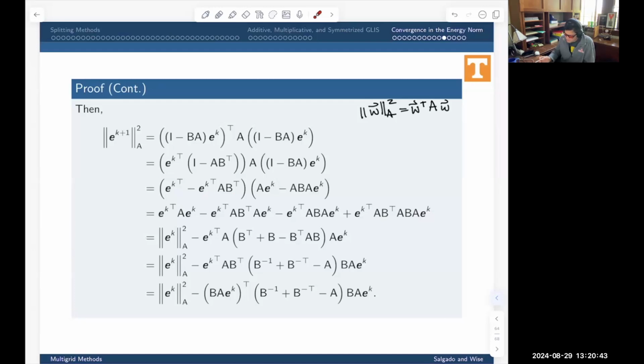Now let's collect some terms. The first term is kind of easy. That's just going to be the A norm of e_k, and it follows this pattern here, right? That's the A norm of e_k, but with the square. That's good because my mission here is to show that when I take the A norm of e_{k+1} squared, I'm going to turn up the A norm of e_k squared on the right-hand side plus some junk, which I hope I can write as maybe some norm.